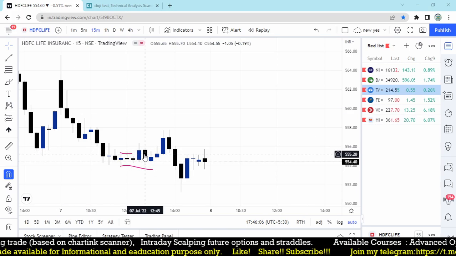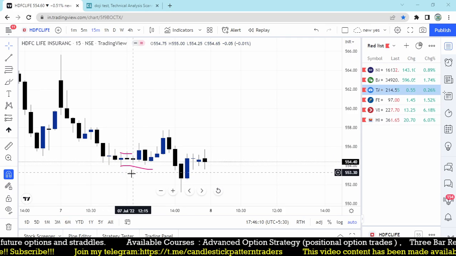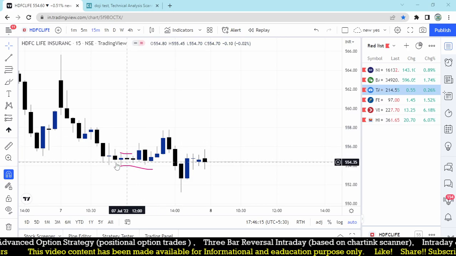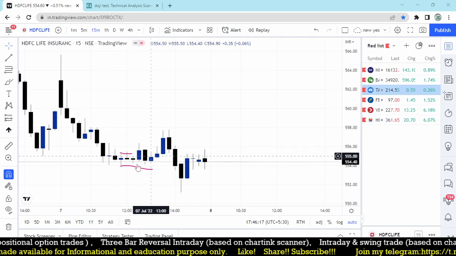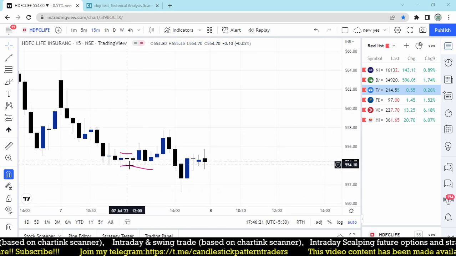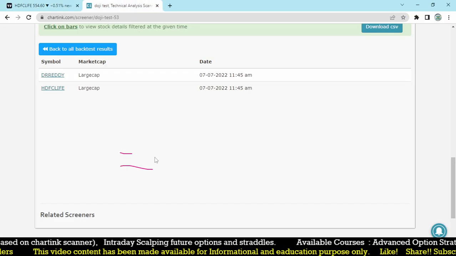I think it never triggered. This point, 54.10, this low is 54. It never triggered your stop loss by 10 paisa, and then it went up to 57. So where we bought around 55, 1.3 is our stop loss that is generated. So it will not repaint on that scanner.